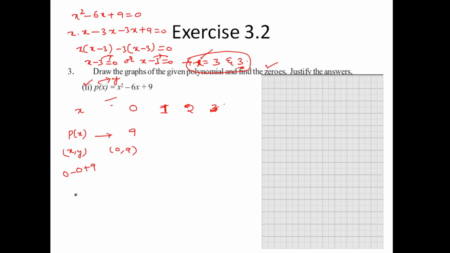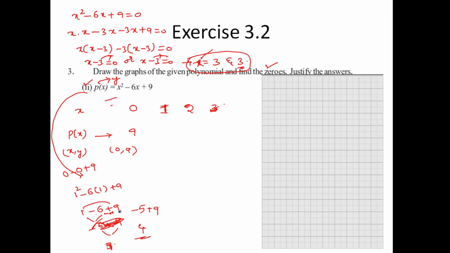So when I'm substituting x equals 1 in p of x, I'll get 1 square minus 6 into 1 plus 9. I'm substituting into this equation over here. See that, okay? 1 minus 6 plus 9 is what we get. Adding up minus 6 plus 9, what do we get? Now when I solve this, the resultant is 4. So the coordinate is 1 comma 4. Similarly, I'm substituting the x value as 2. I'll get 4 minus 12 plus 9. Adding these up gives me 13.